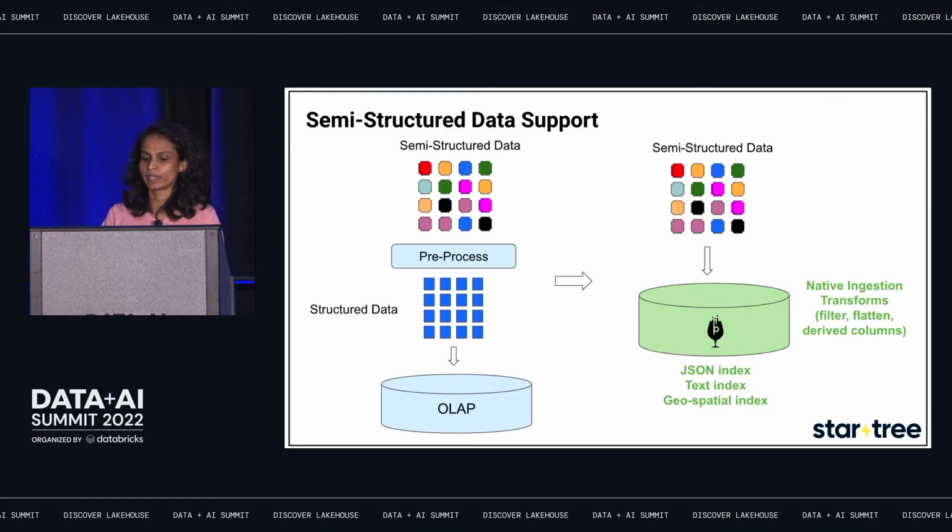But in Pinot, we have added support for doing a lot of these common pre-processing operations natively. So during ingestion, we can natively do filtering, flattening, add derived columns, or even do sorting and partitioning. And then you can also just simply not do any of these and store your semi-structured data as is, and then use the JSON index or the text index or geospatial indexes to just get your data fast and still reap the benefits of indexing.